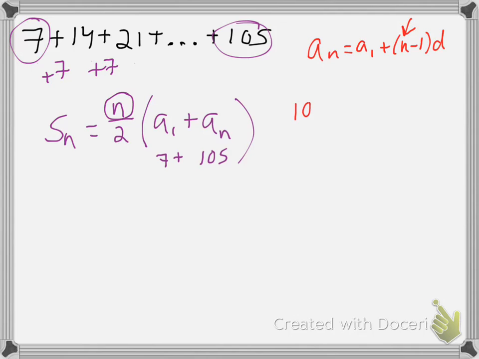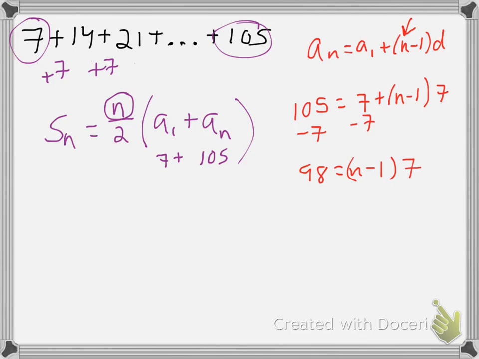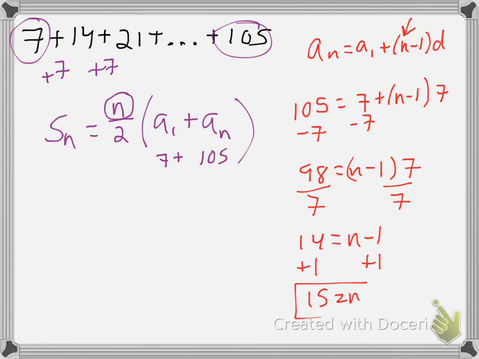So the last term is equal to the first term plus, I'm trying to solve for n, times a common difference of 7. Now use your math skills and solve. Subtract 7 from each side. 105 minus 7 is 98, and that equals n minus 1 times 7. A lot of you are going to want to distribute that. That's fine, but you don't have to. I'm going to divide each side by 7 first, and that gives me 14. 14 equals n minus 1. Solve for n.